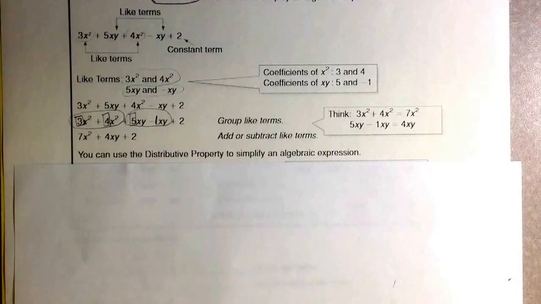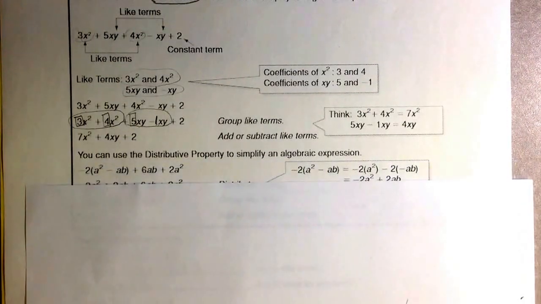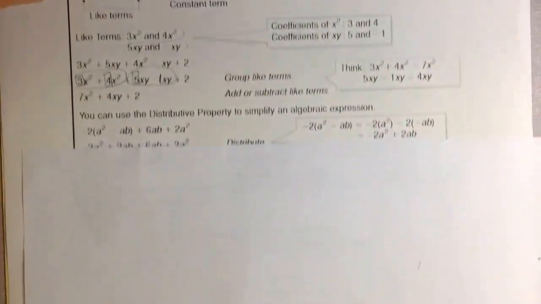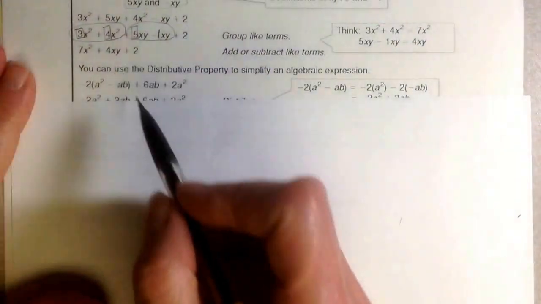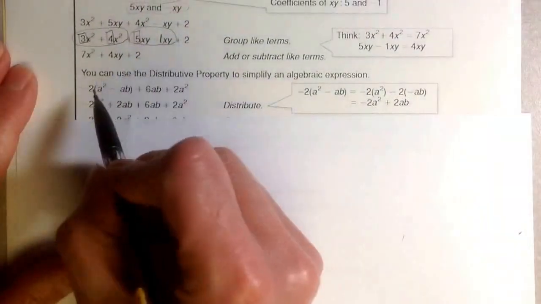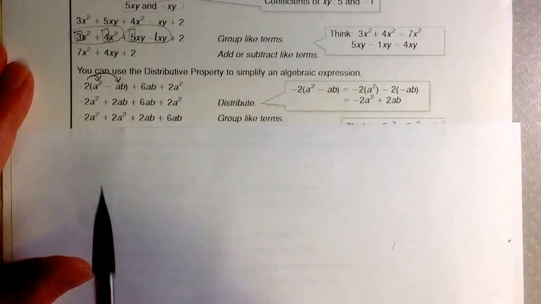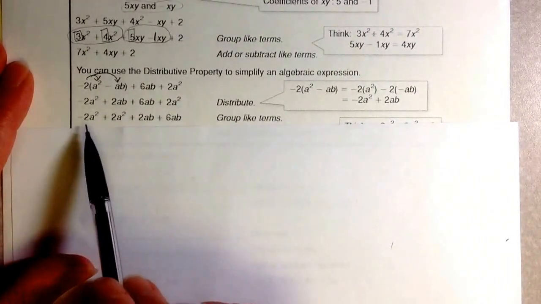You can also use the distributive property to simplify algebraic expressions when you need to. And here they're just showing you, and this is one of the properties that we went over in section 1-2. You distribute, and then you combine like terms.